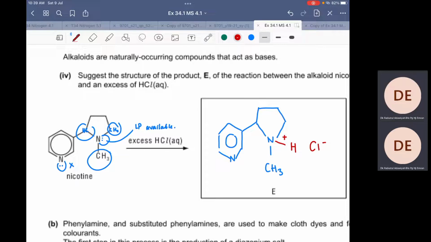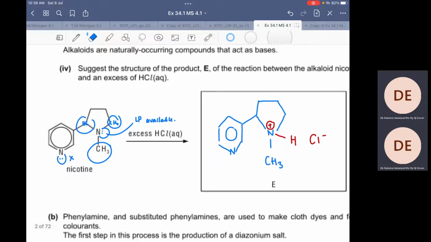Okay? Did you all get that? Well, in the mark scheme, they do it like that. It's the same thing. You just write down the positive charge on the nitrogen. And that is the salt that you produce from this acid-base reaction. Okay? So this is an acid-base reaction.